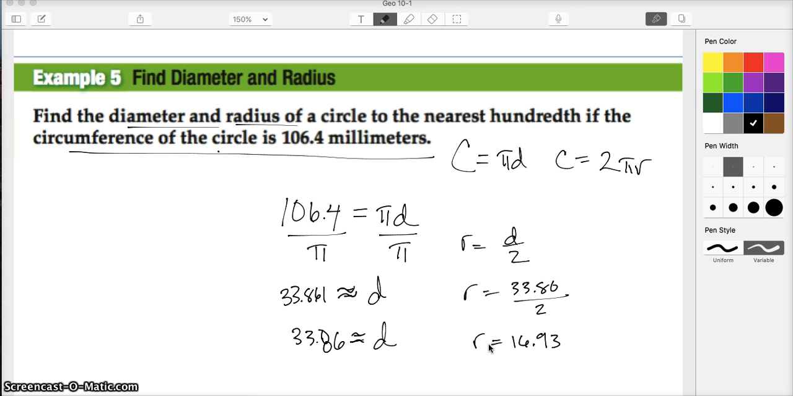And we see that our radius is approximately 16.93. And I'll be a good teacher and put the units down here, which is just what I'm supposed to do. So millimeters, let's make that millimeters. Are you guys with me? This is making sense. It's not too bad.